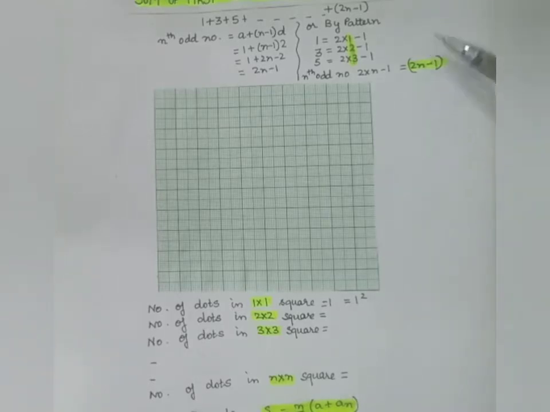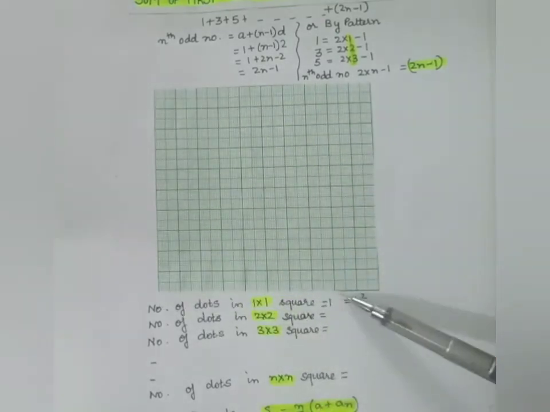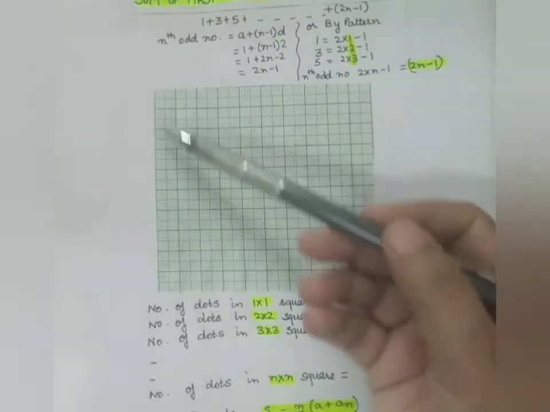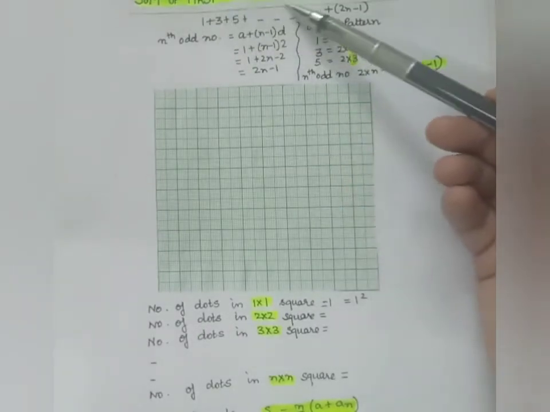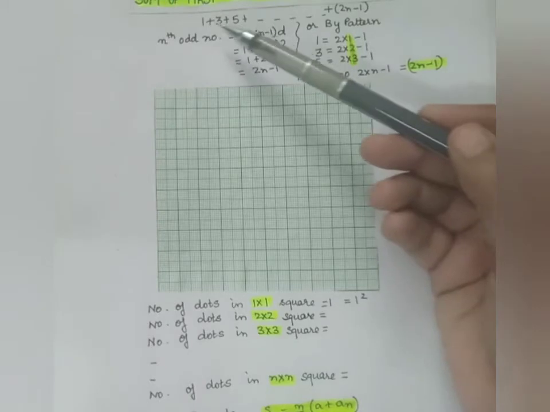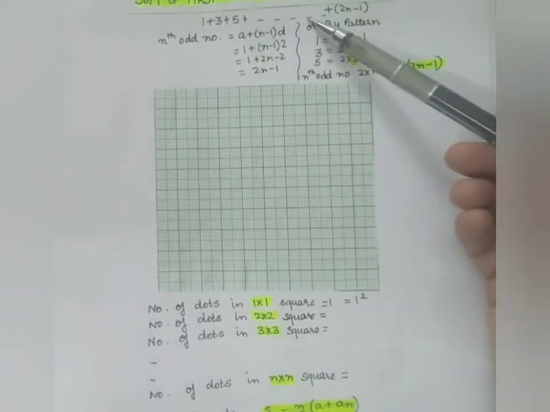For this activity, I have taken a 10 into 10 grid on a graph paper, and since we are supposed to find the sum of first n odd terms of an AP, I have written 1 plus 3, next odd number 5, plus, and so on.